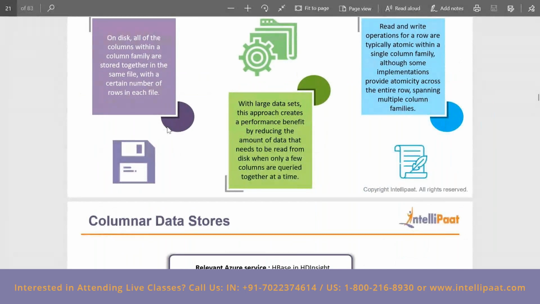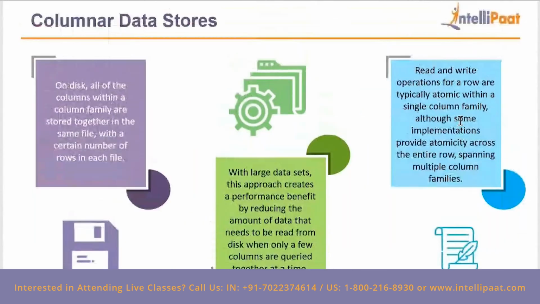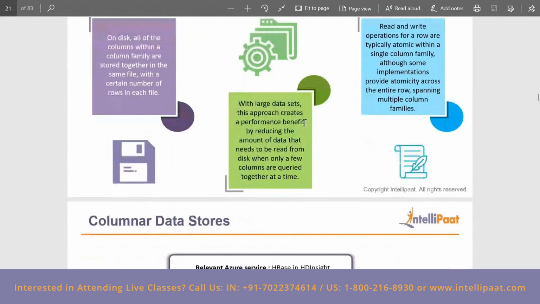Read and write operations for a row are typically atomic within a single column family, although some implementations provide atomicity across the entire row spanning multiple column families. So here the atomicity is also maintained. And with large data sets, this approach creates a performance benefit by reducing the amount of data that needs to be read from the disk when only a few columns are queried together at a time.